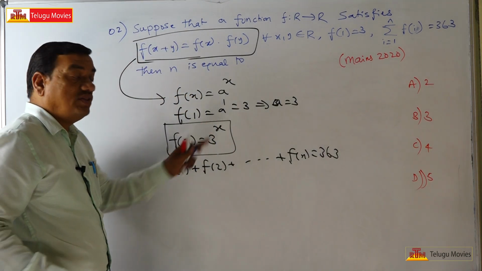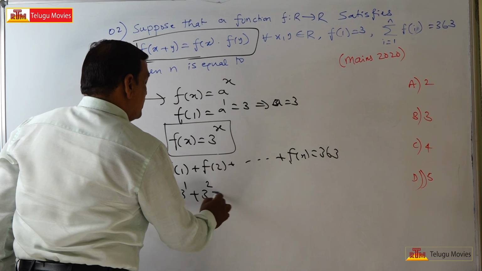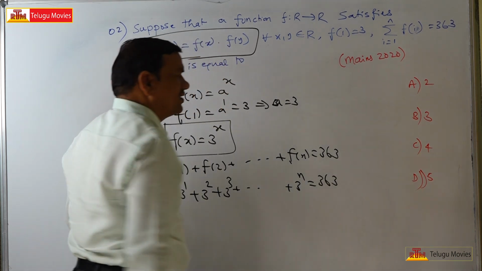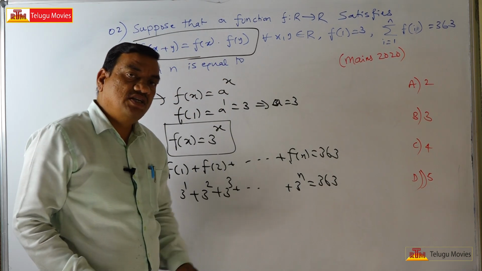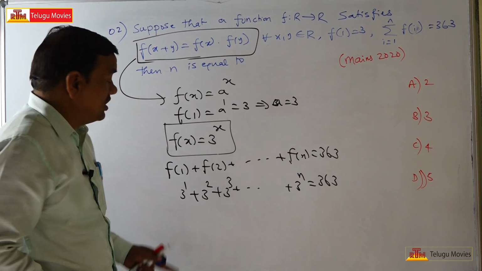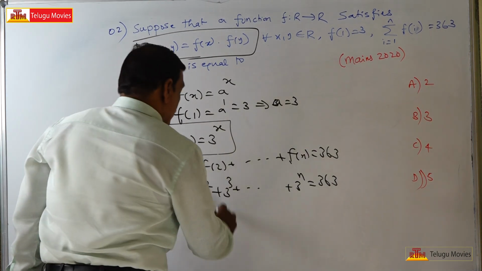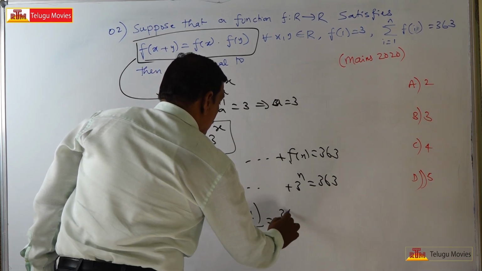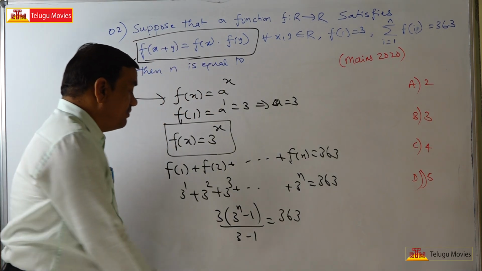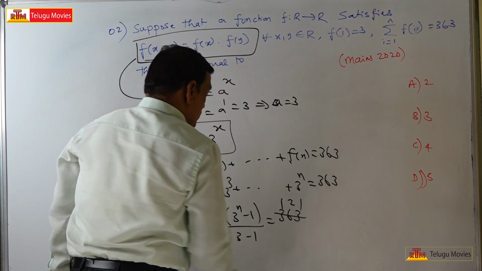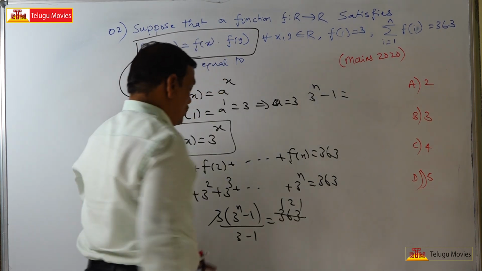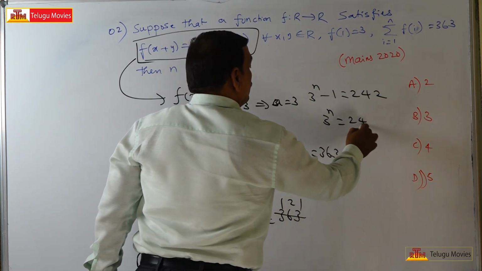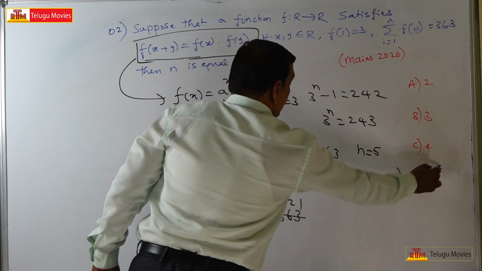F of 1 means 3 power 1. F of 2 means 3 square, 3 cube, and so on, 3 power n is equal to 363. Clearly, the left hand side is a geometric progression with the first term 3 and common ratio 3. So therefore, 3 into (3 power n minus 1) by (3 minus 1) is equal to 363. So 3 power n minus 1 is equal to 242, so 3 power n is equal to 243. Therefore, n is equal to 5.